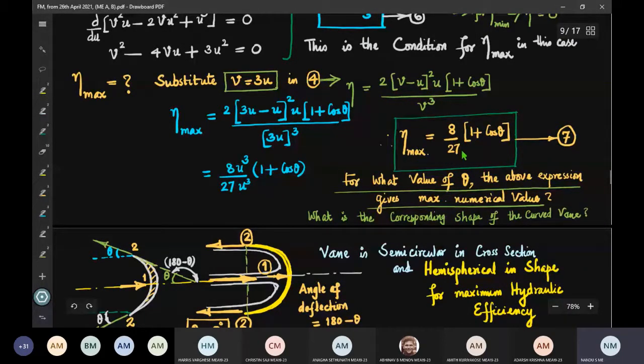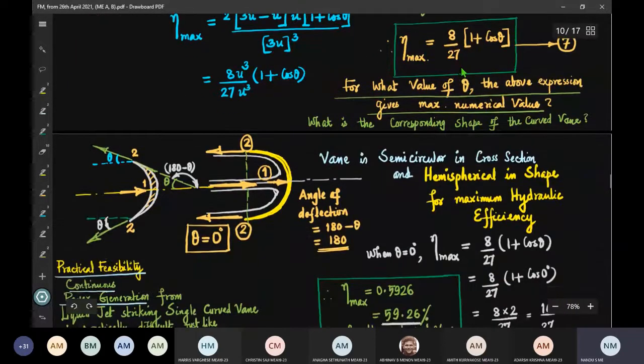So for what value of theta does this maximum efficiency expression give the maximum numerical value? That is now the next question. For what value of theta does the above expression give the maximum numerical value? That we have to find out next. So what is that value?